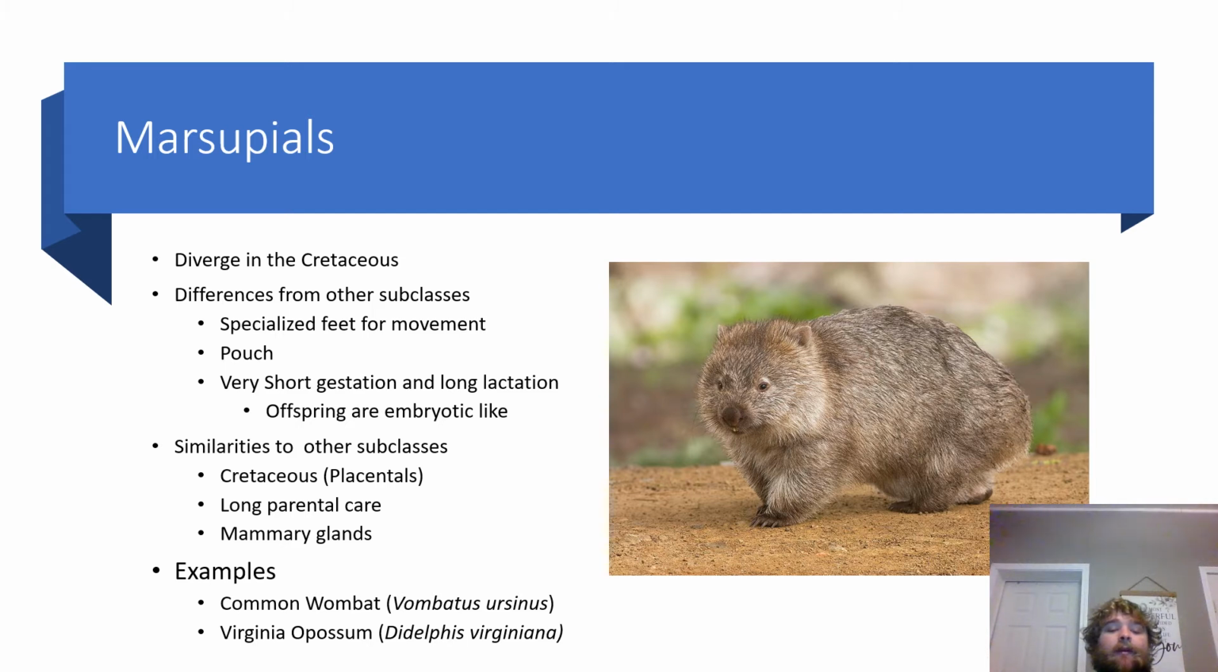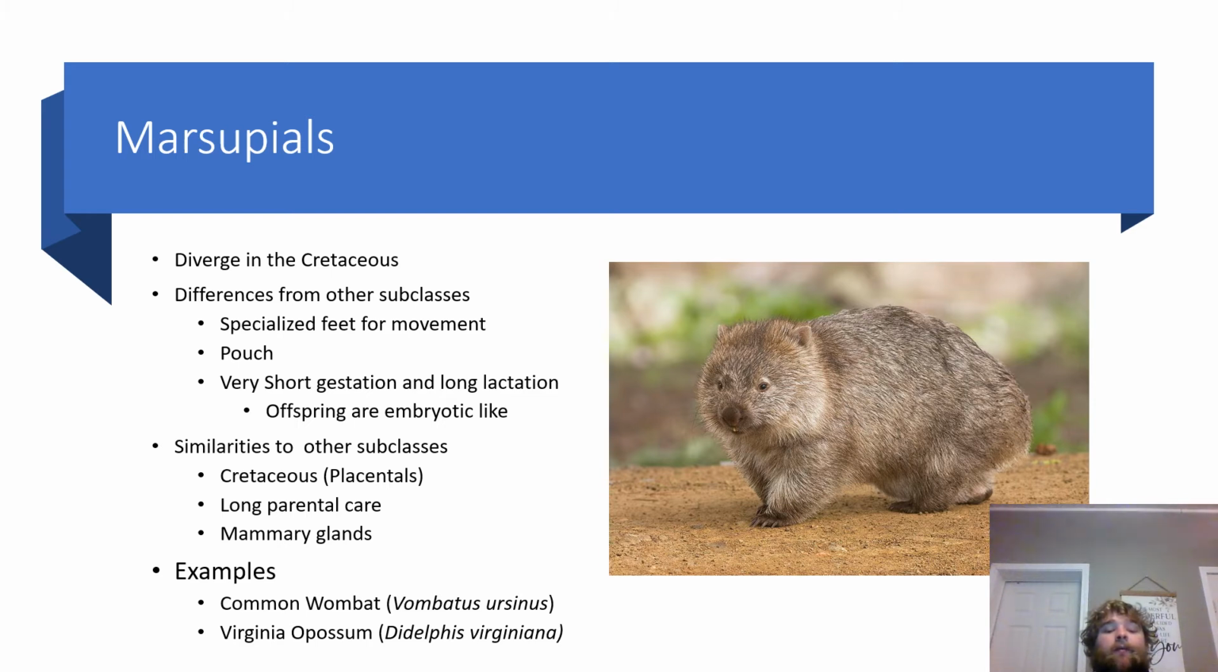And then marsupials do have a permanent pouch, unlike the temporary pouch of the monotremes. Differently than the other mammals, they have a very short gestation period, but a long lactation period. Their offspring come out very embryonic-like and underdeveloped, and they rely on their mother for a very, very long time. A similarity to the other classes is, again, they were derived in the Cretaceous, just like the placentals.